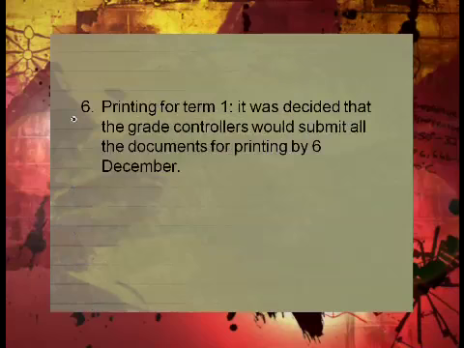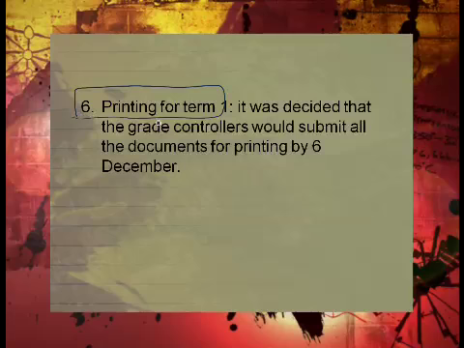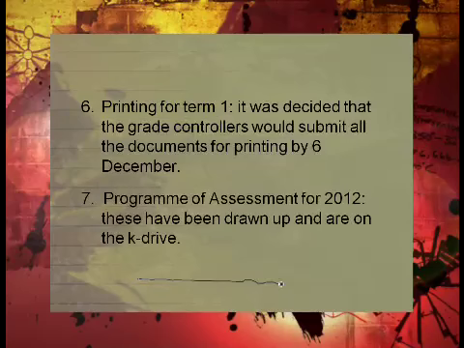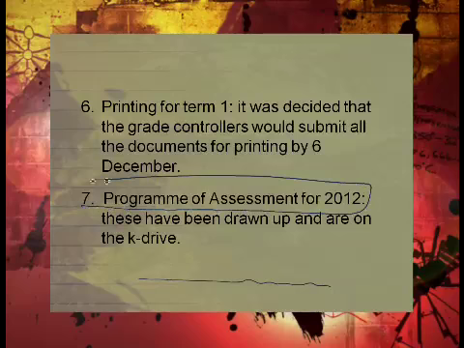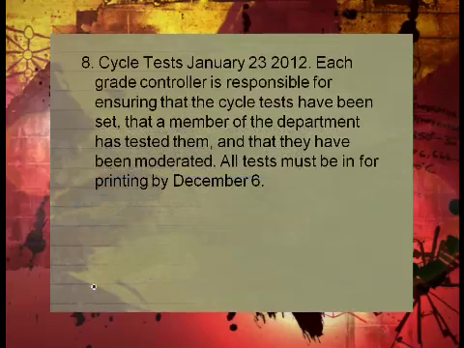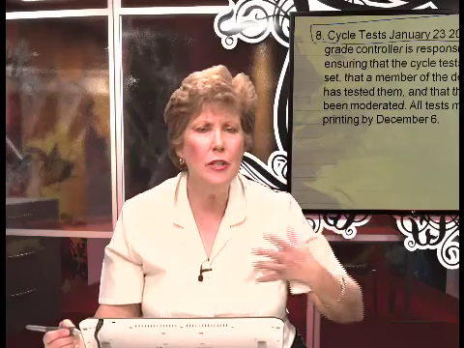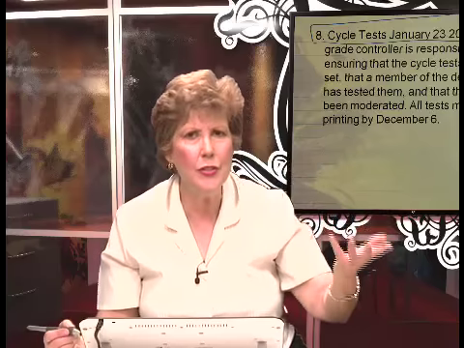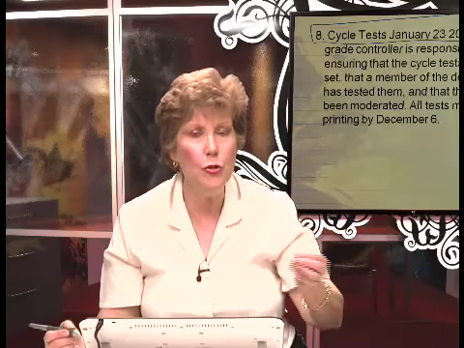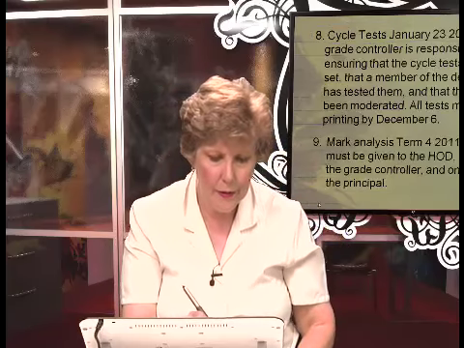Number 6, again, this would have been on the agenda. This is what was decided. That's what you record. This would have been on the agenda. This is what was decided. Again, this would have been on the agenda. This is what was decided. Again, there could have been quite a lot of discussion around the cycle tests for the next year. You don't record any of that. You go straight to what was decided.